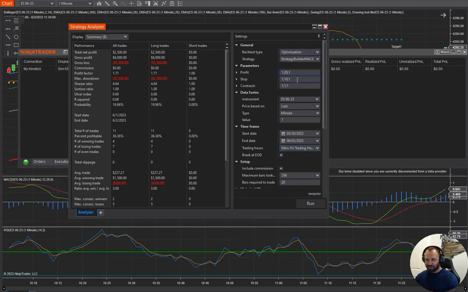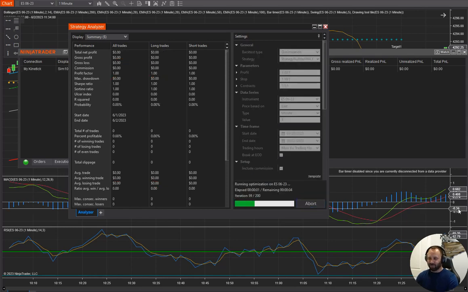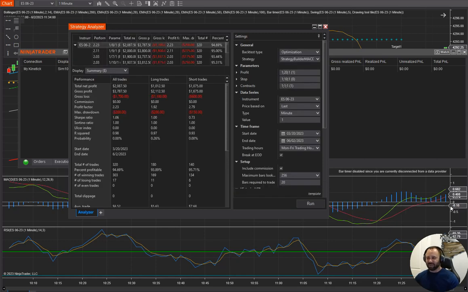So let's do this. Now we've changed it to optimization. We still have our same strategy, but we've altered the step-throughs that we want to check for profit and stop loss, and click run. Now it's going to go through, and you see it going through every single bar over those periods of time. And you can see from March 20th through June 2nd, the best possible setup that we had was right here, which is interesting. Over that period of time, we would have made $2,087.50.